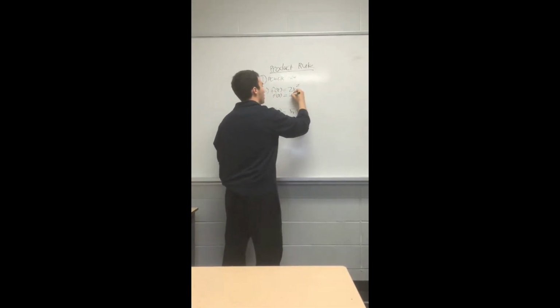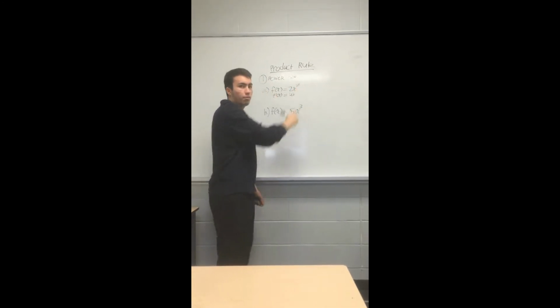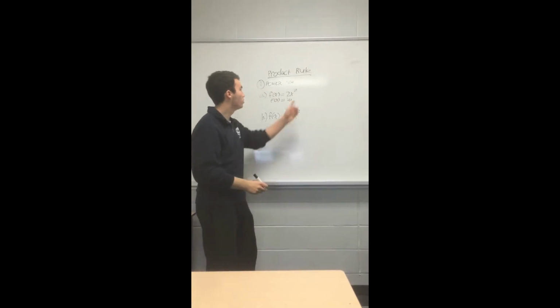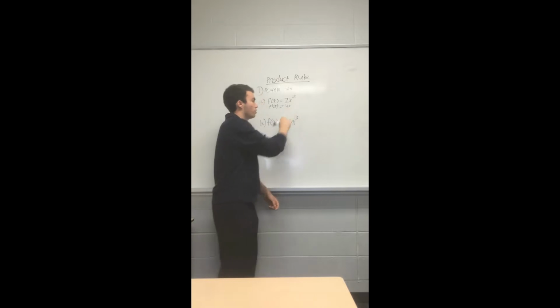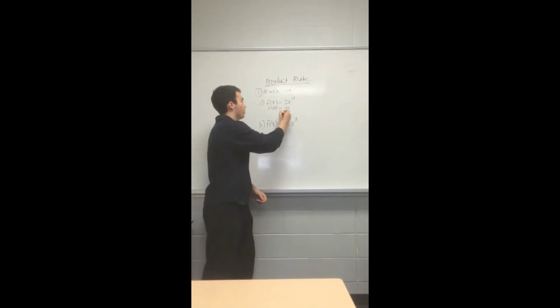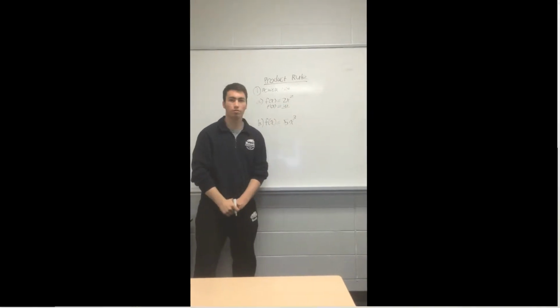You keep the x, and you subtract 1 from the exponent on the first variable. So that would turn x squared into 2 minus 1, which would give you x to the 1, which is just 4x. So therefore, your derivative of 2x to the 2 is just 4x.